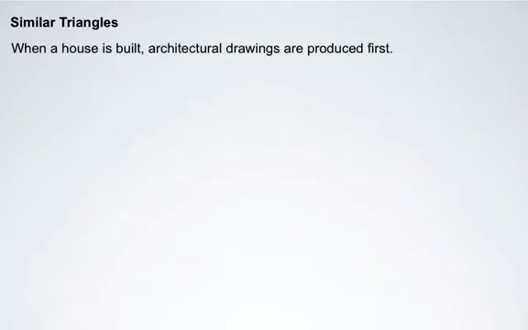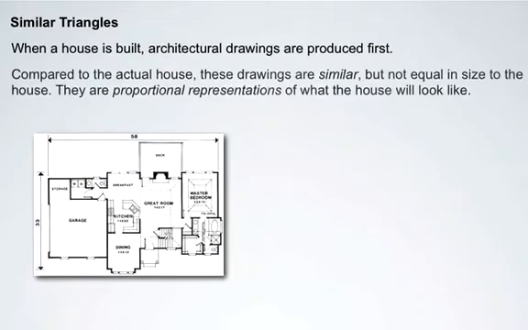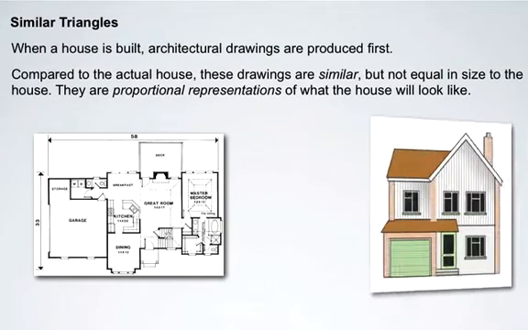Looking at similar triangles, first we'll take a look at the blueprint or architectural drawing for a house. Compared to the actual house, these drawings are similar but not equal in size to the actual house. It is a proportional representation of what the house will look like. It's scaled down on a piece of paper so that people can follow the measurements and the architectural features in order to build the house.